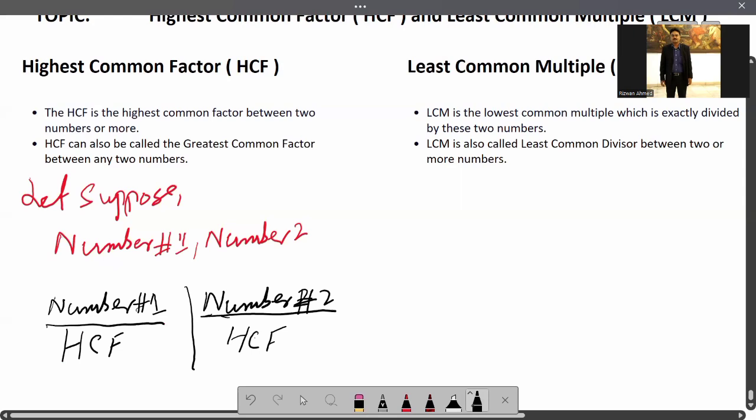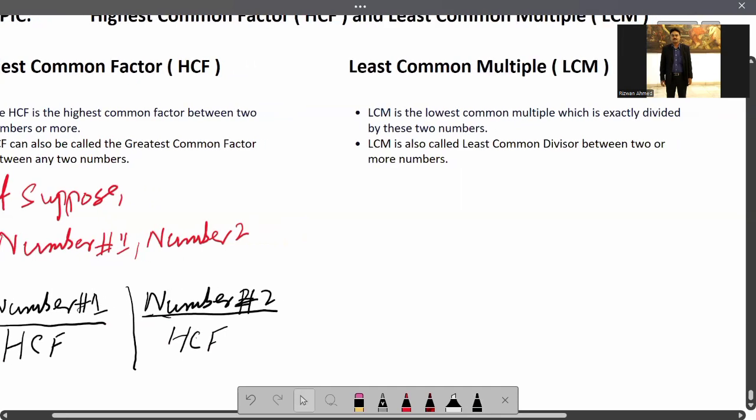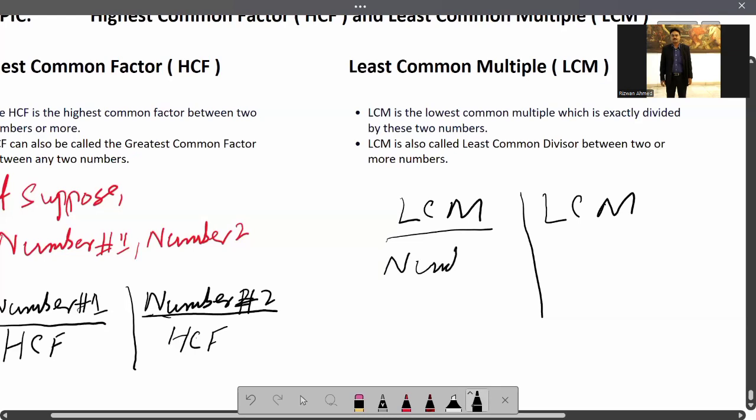Now turn to the least common multiple. How do we recognize that this is your LCM? Let's suppose the LCM will be divisible by both numbers. It means both numbers separately divide the LCM.